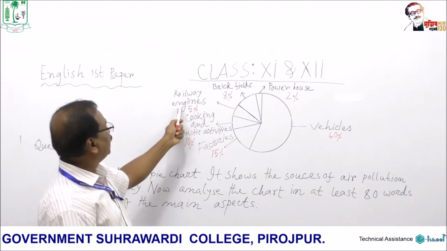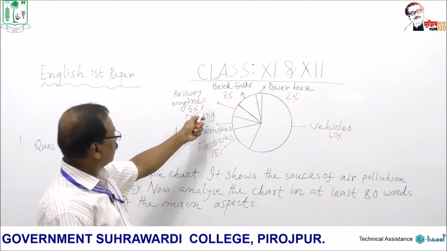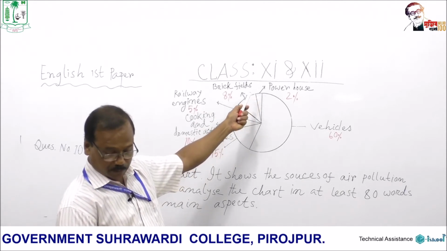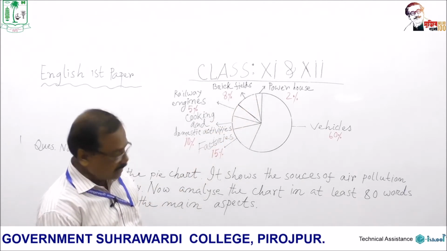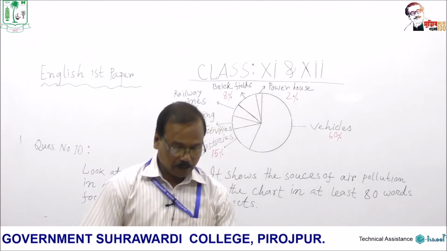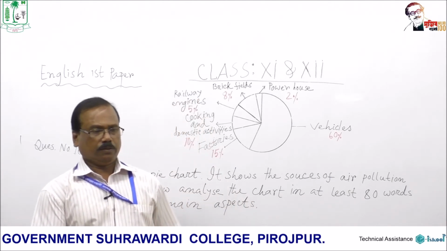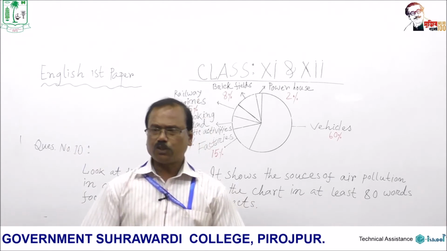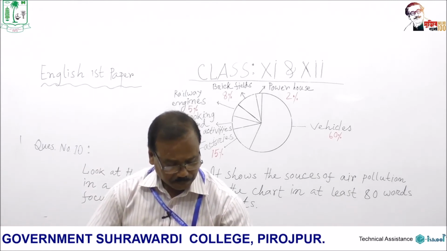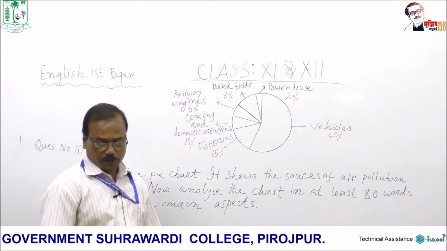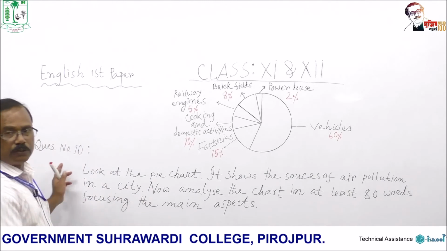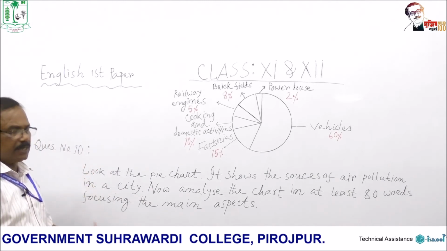5% by railway engines, 8% by brick fields, and finally 2% by powerhouse. You can guess that this is very easy, but most of you don't write the answer to this question, that is question number 10.